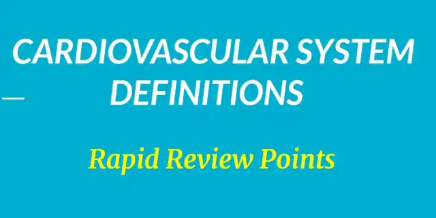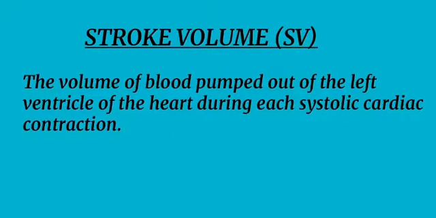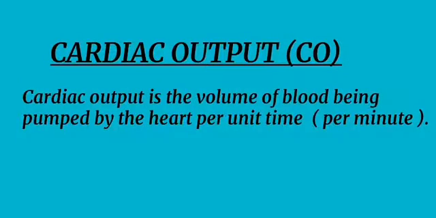Cardiovascular system. Definitions. Stroke volume. The volume of blood pumped out of the left ventricle of the heart during each systolic cardiac contraction. Cardiac output. Cardiac output is the volume of blood being pumped by the heart per unit time.